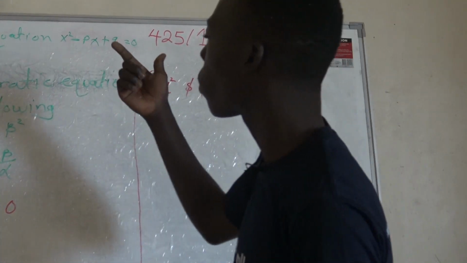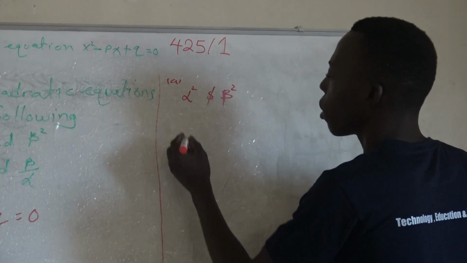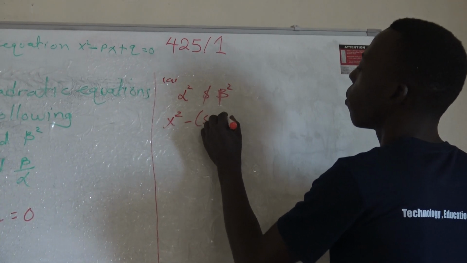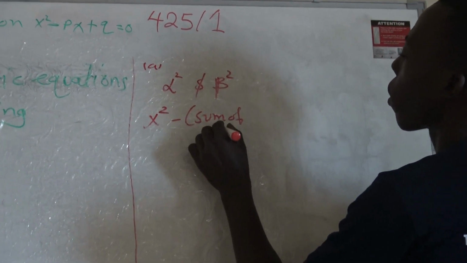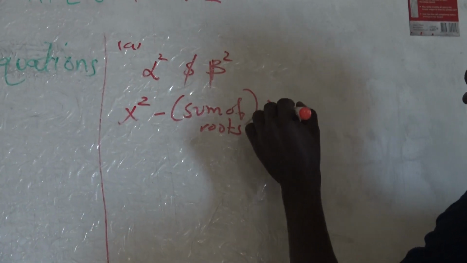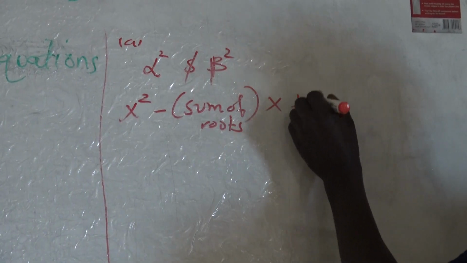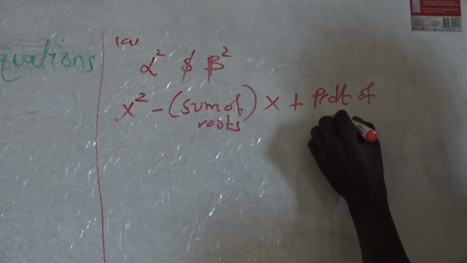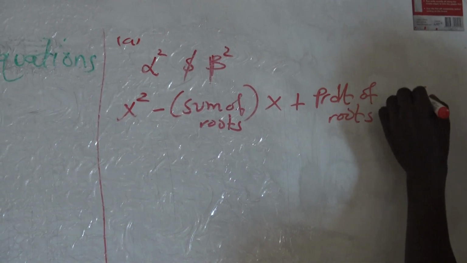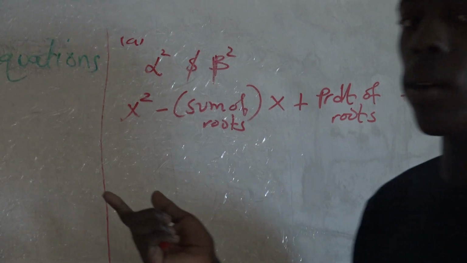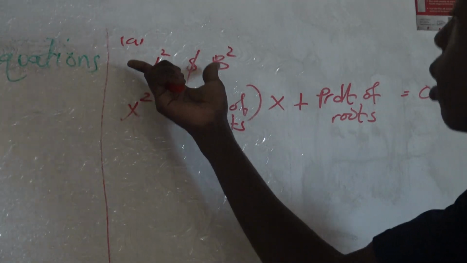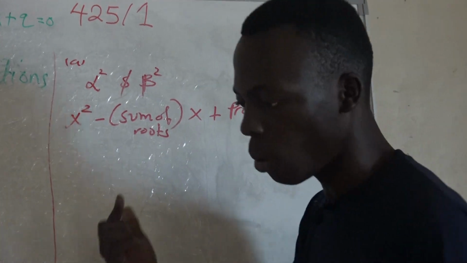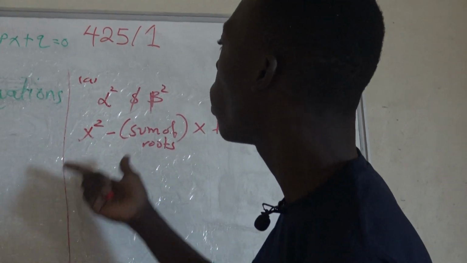So they want us to form a quadratic equation from this. We said when you are getting a quadratic equation, the format is x squared minus the sum of roots, then x, then plus the product of roots, which will give us 0. Now for this case, we have to get the sum and the product of these roots, the second roots which they have given us.